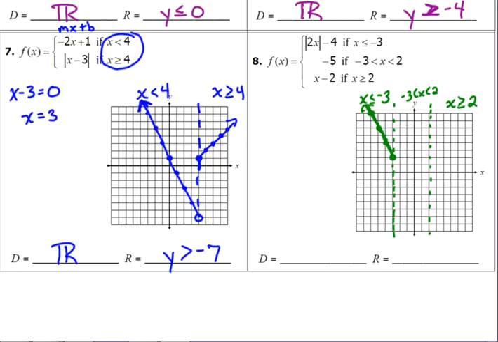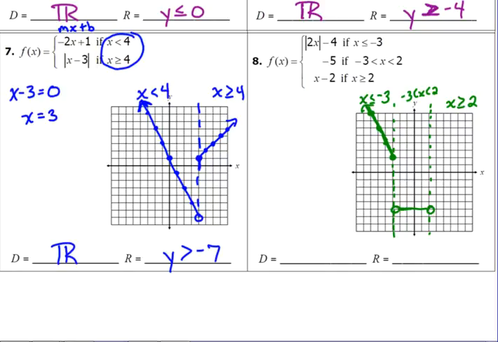Between negative 3 and positive 2, our function is always equal to negative 5. So let's find negative 5 down here. 1, 2, 3, 4, 5. And we're going to put open circles on both ends of this, because this one doesn't have any equal to's on either side of the inequality. So both sides of that get the open circle.